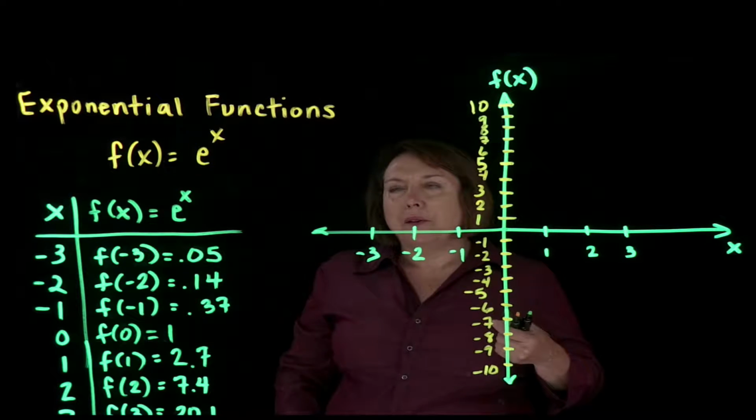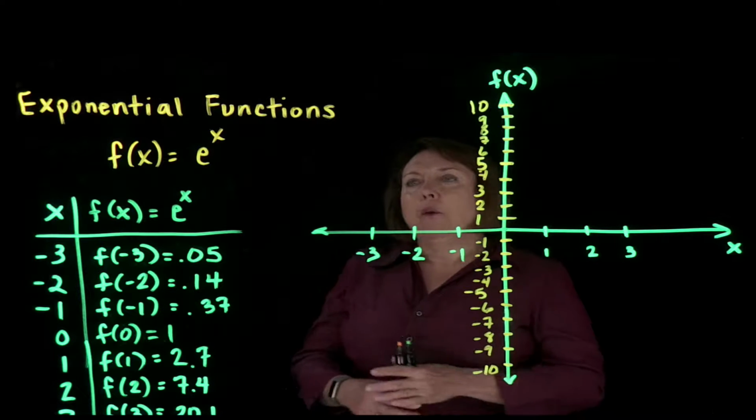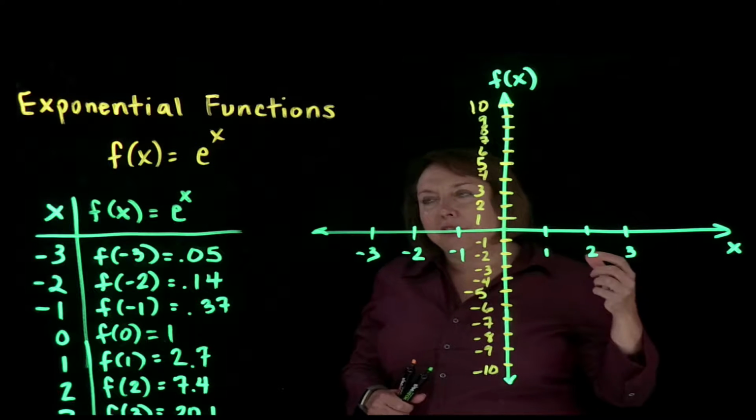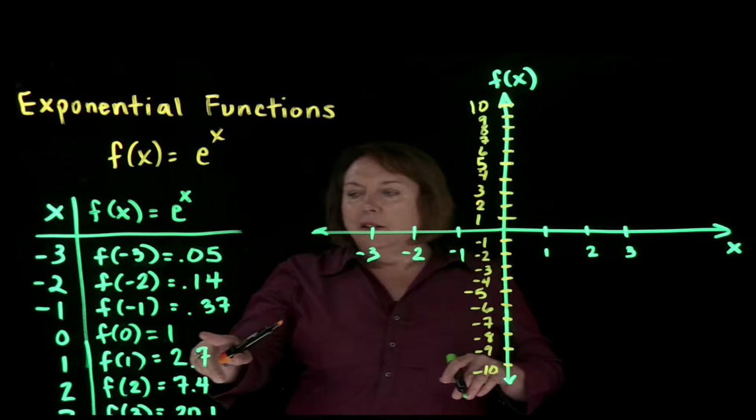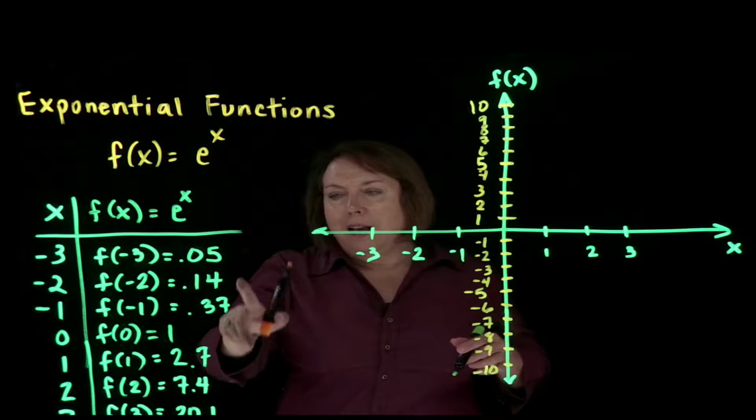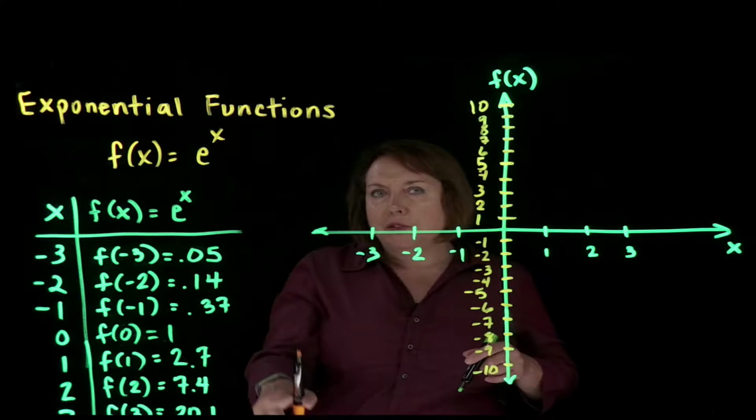we're going to talk about how to graph an exponential function, something like f of x equals e raised to the x power. So our base is e. We're going to be raising that e value. E is about 2.7. And notice I made a table of solutions.